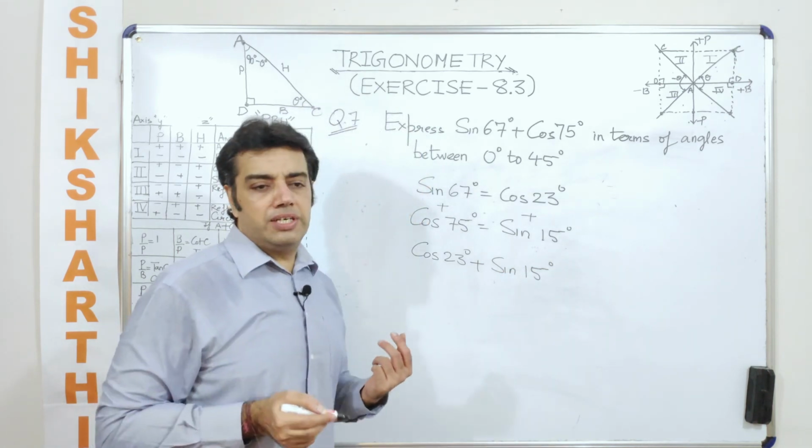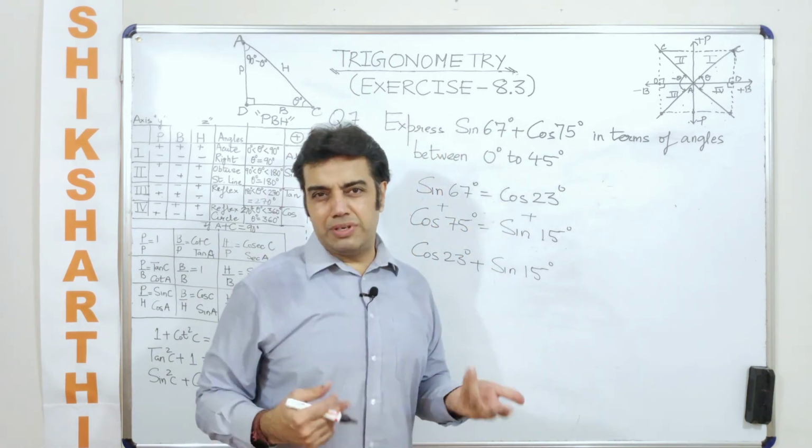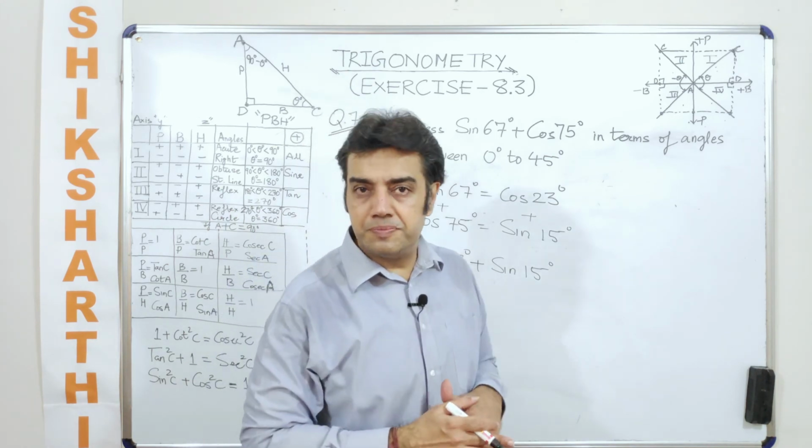And then if you wish, you can convert it into other trigonometric ratios also. For example, you know that sine is 1 upon cosec, cos is 1 upon sec, and so on.